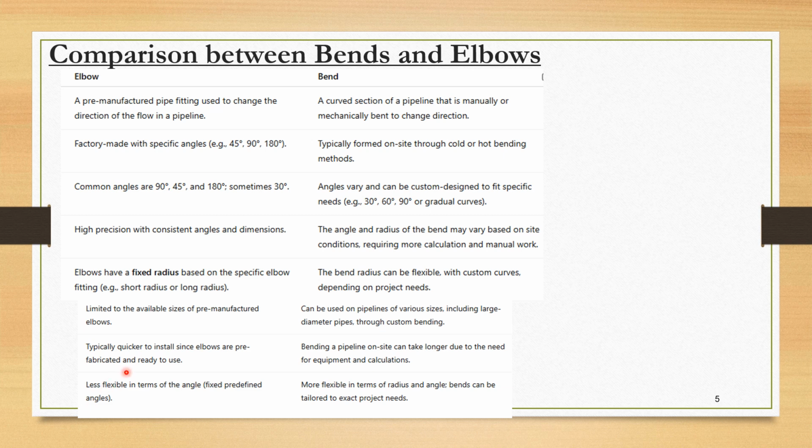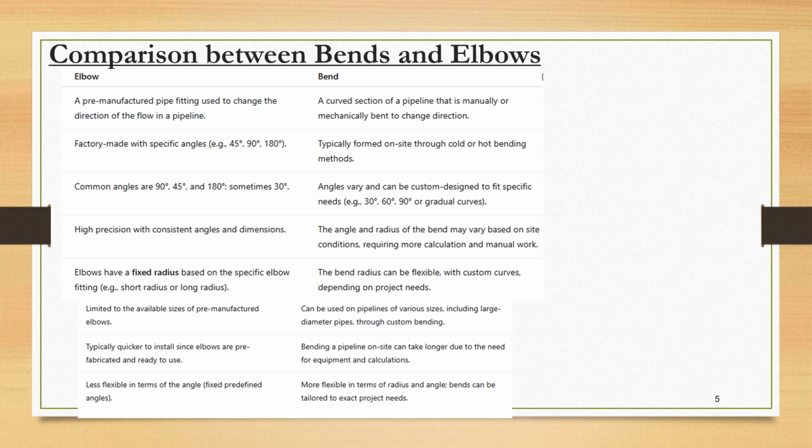Elbows are less flexible in terms of angle because we already discussed that the angles available for elbows based on ASME B16.9 are fixed, whereas bends are more flexible in terms of radius and angle. Bends can be tailored to exact project needs.